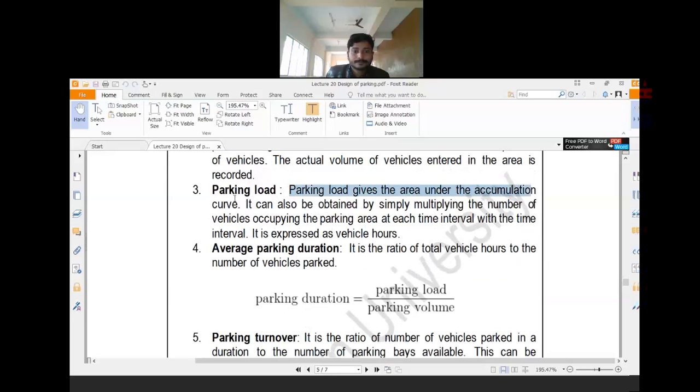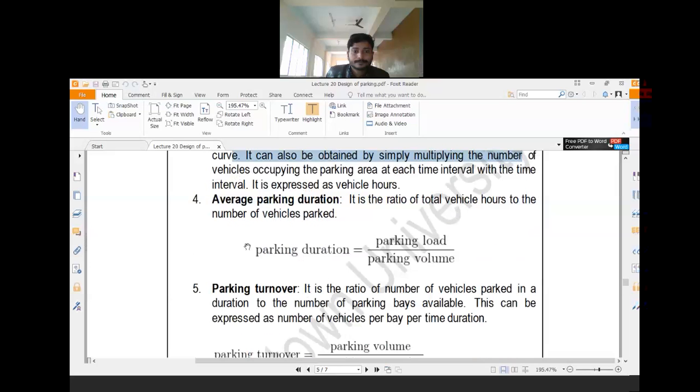Then parking load gives the area under the accumulation curve. It can also be obtained by simply multiplying the number of vehicles occupying the parking area at each time interval with the time interval. Suppose for 7 to 8 a.m. there are 5 vehicles parked over there. From 8 to 9 a.m. there are 4 vehicles parked over there. So your total parking load would be 5 plus 4, that is 9, into 1 hour each interval. That is your parking load.